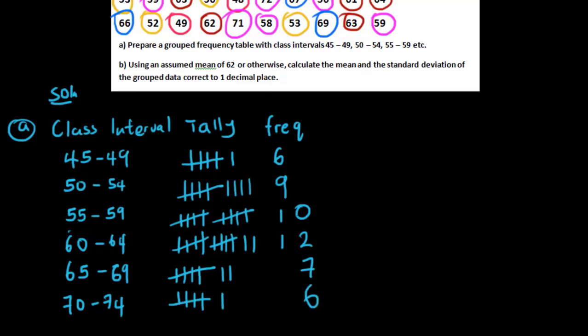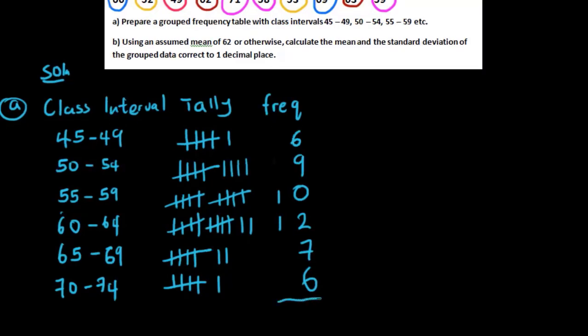Now to confirm that we are correct, we can add. So we have 6 plus 9, 15. 15 plus 10 is 25, 25 plus 12 is 37, 37 plus 7 is 44, 44 plus 6 is 50. Now this is the answer for the group frequency table. Do you understand this perfectly? Now this is how to turn an ungrouped data into a group data. Does that make sense? Now let's take B.